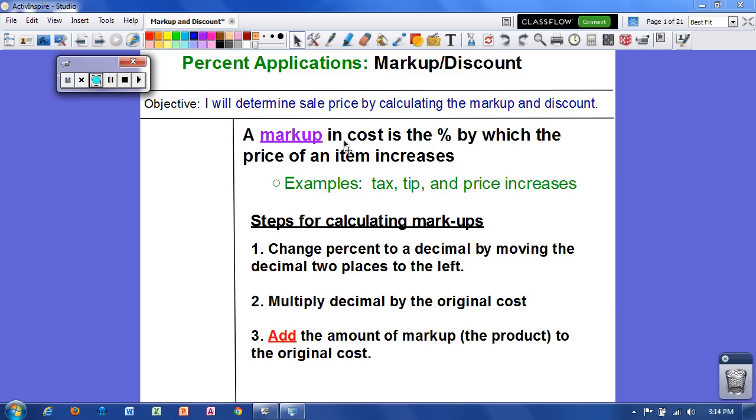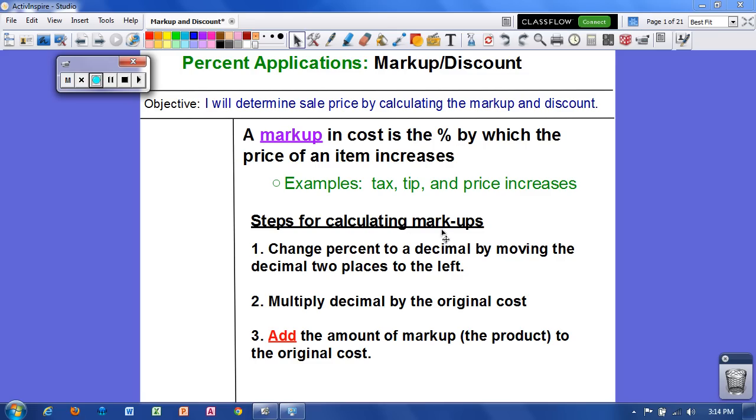So a markup in cost is the percent by which the price of an item increases. A markup could be due to something like tax or tip or anything else that causes the price to be increased. So whenever you have your item, it gets marked up by a certain amount and it ends up costing more than the original cost.